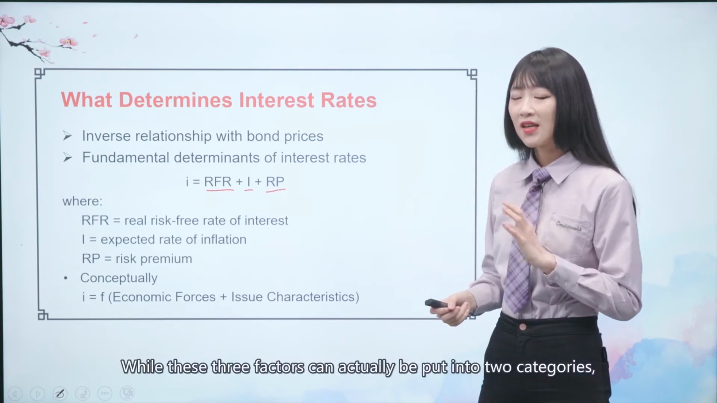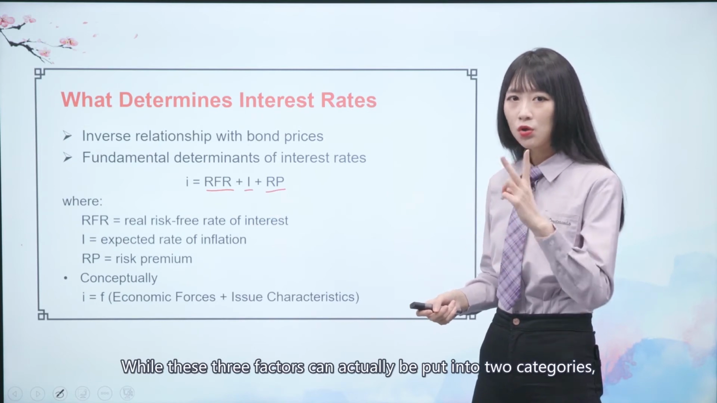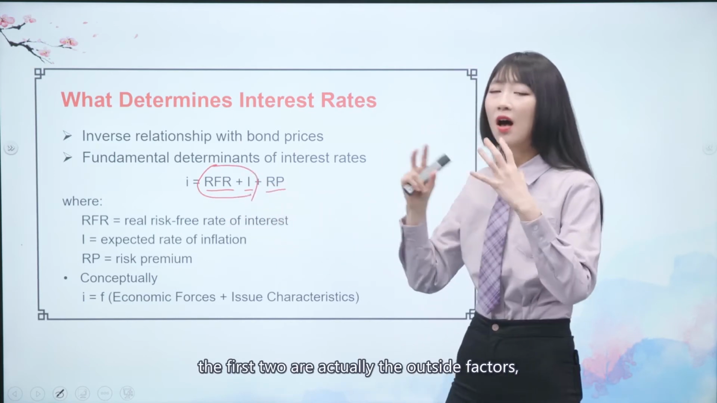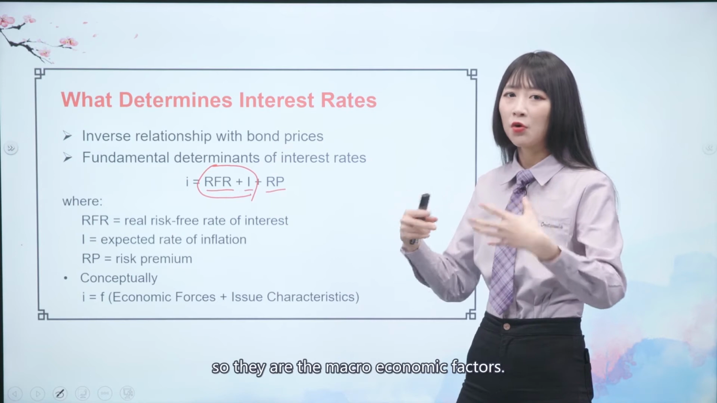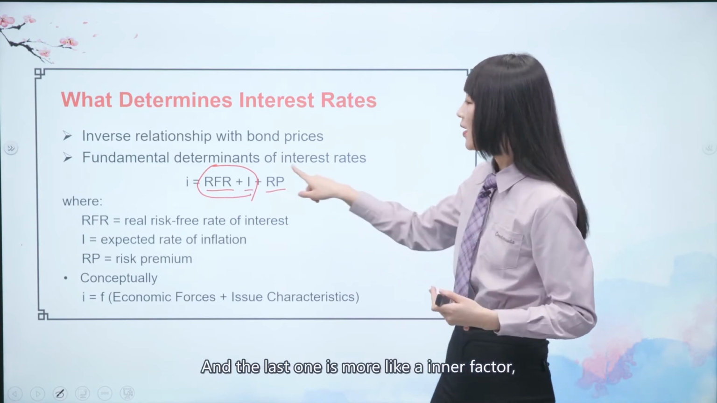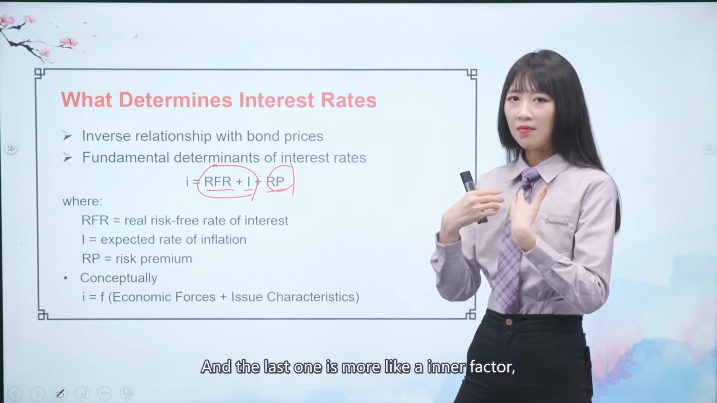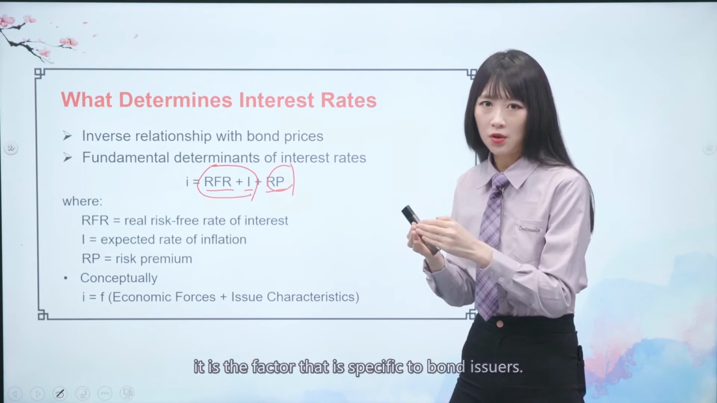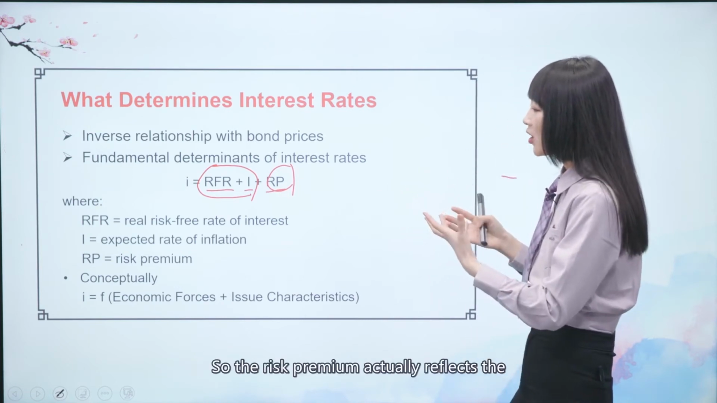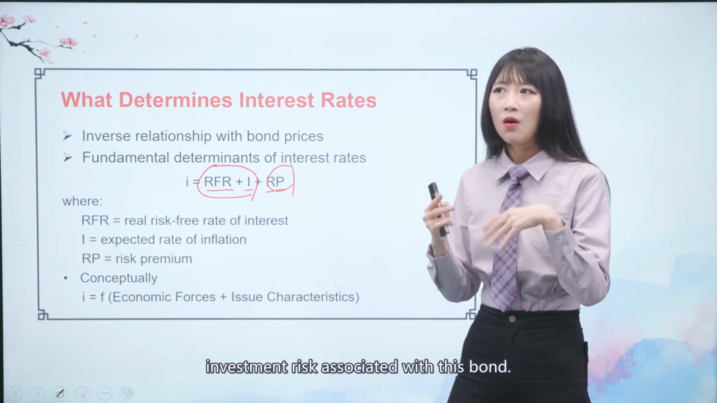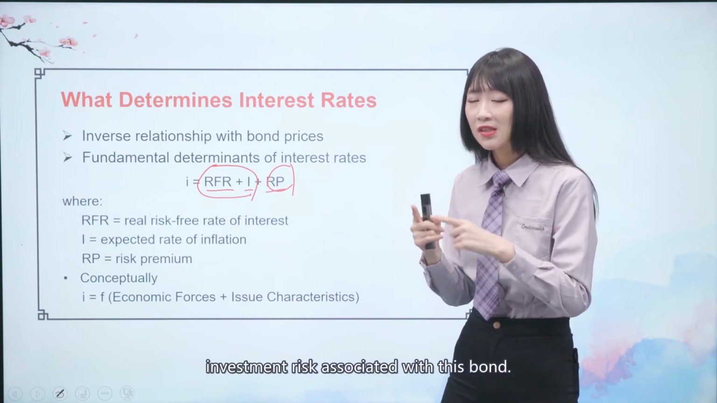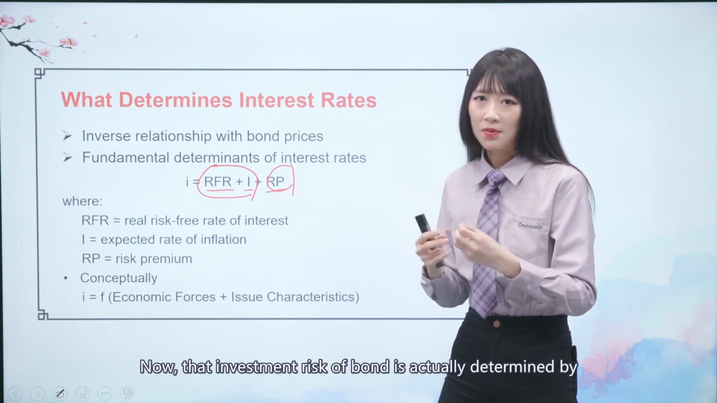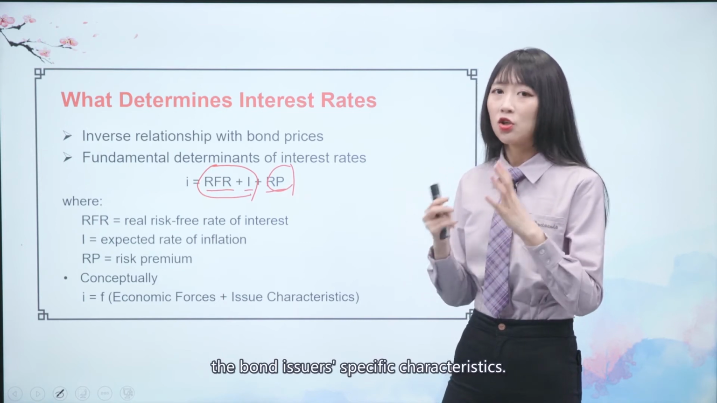Well, these three factors can actually be put into two categories. The first two are the outside factors, so they are the macroeconomic factors. And the last one is more like an inner factor. It is the factor that is specific to bond issuers. So the risk premium actually reflects the investment risk associated with this bond. Now, that investment risk of bond is actually determined by the bond issuer's specific characteristics.